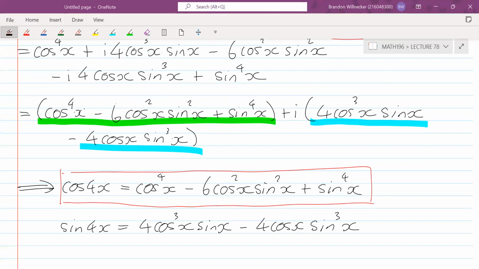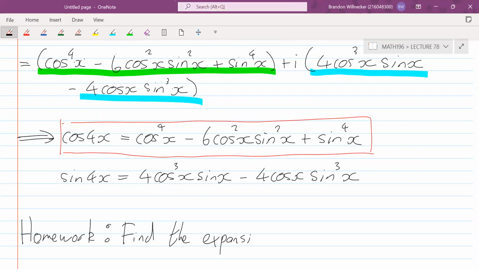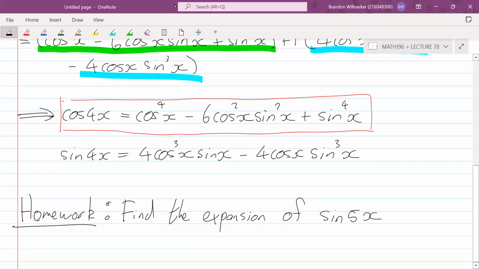Okay, so let's do one more, but I'm going to leave that for homework. Find the expansion of sine 5x. Okay, so same thing as before. Instead of having the argument being 5x, instead write this as a polynomial where the argument of the trig functions is just x, like we had over here. Okay, so that's going to be homework for today.